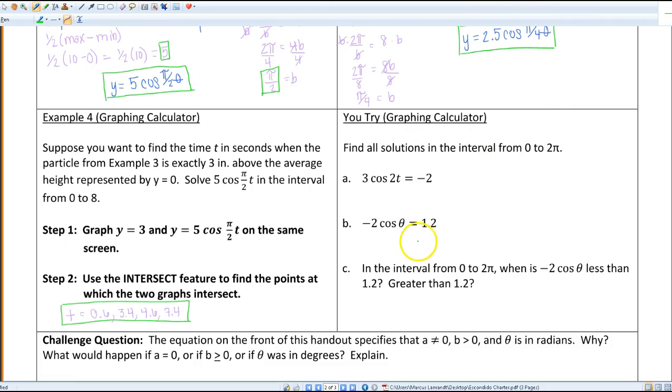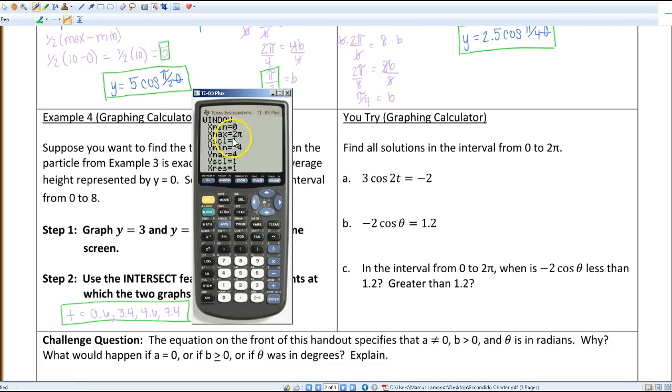Alright, let's try these ones. So, find all solutions in the interval from 0 to 2 pi. 3 cosine 2t equals negative 2. Let's pull up the calculator. Okay, I changed the window for this one also. Because I'm looking at the interval from 0 to 2 pi, I have my x min 0, my x max 2 pi, and the scale is still 1.